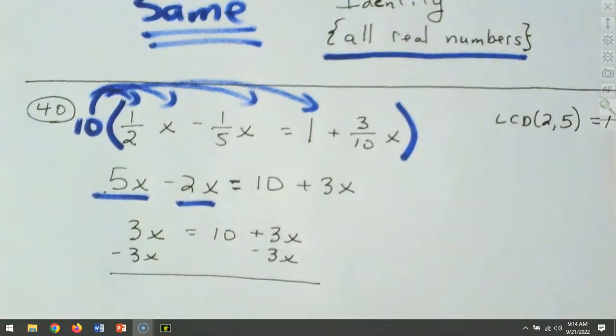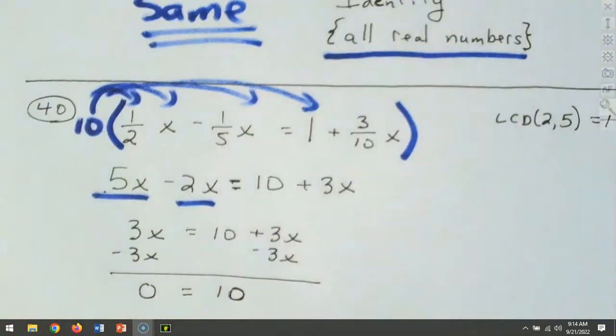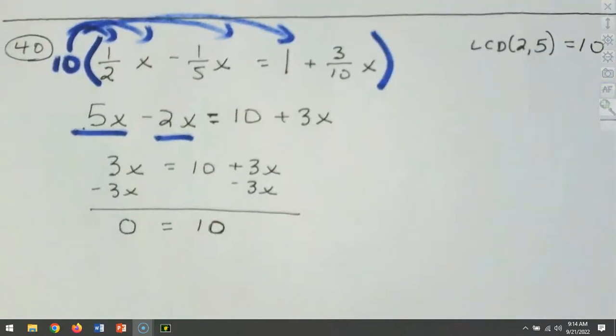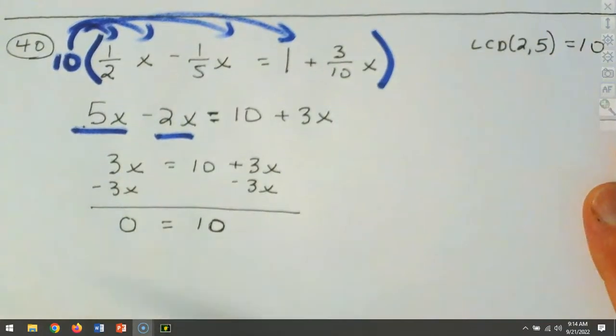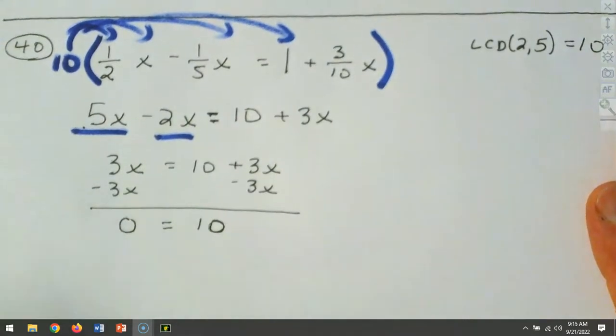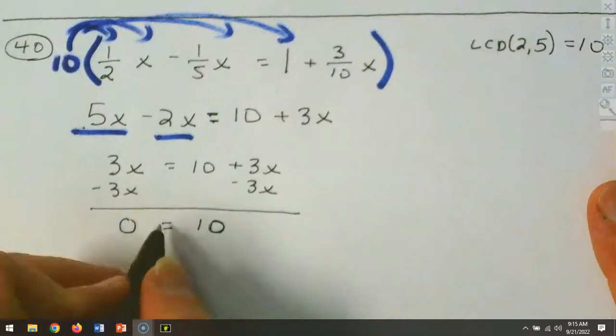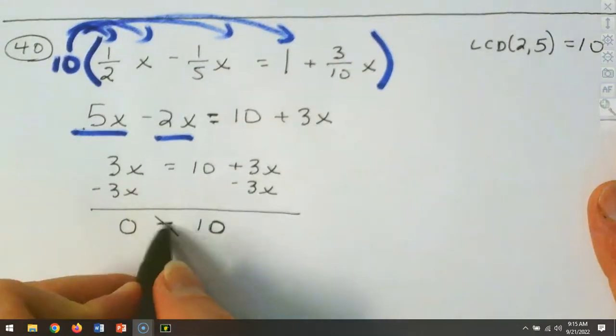Now look at what happens. The positive 3x and the negative 3x, they cancel, and that leaves you 0 on the left and a 10 on the right. How is this one different from all the others? Okay. Well, in this one, the variable x is gone, isn't it? Okay, so the variable x is gone. This is not an identity because they're not the same. If this would have been a 10 here and a 10 there, then it would be an identity. But this is not an identity. The variables are gone. Does 0 equal 10? No, 0 does not equal 10.